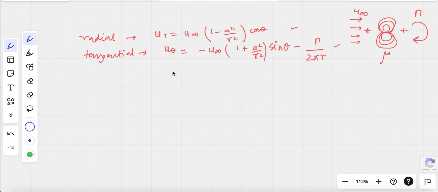So we have seen minus gamma by 4 pi a mu infinity. The value of this decides the position of the stagnation point. We have seen two conditions. The stagnation points to be here and here, and this is how the streamline flows.